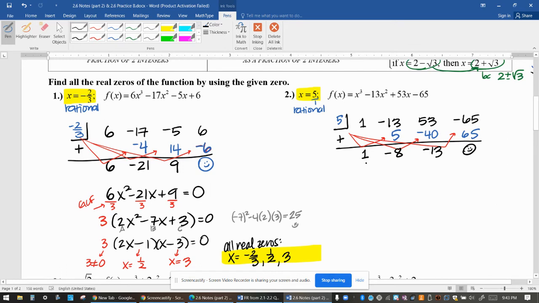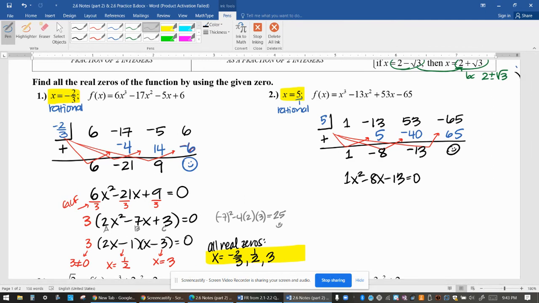Now this is going to be a quadratic. So this is 1x squared minus 8x minus 13. Since my goal is to find the zeros, I'm going to set it equal to 0. I'm going to take a quick minute to find the discriminant. If the discriminant comes out perfect, then I can factor it. But if it comes out imperfect, I'm going to have to use the quadratic formula.